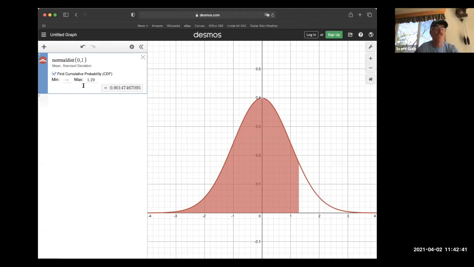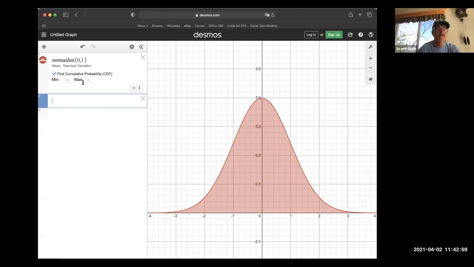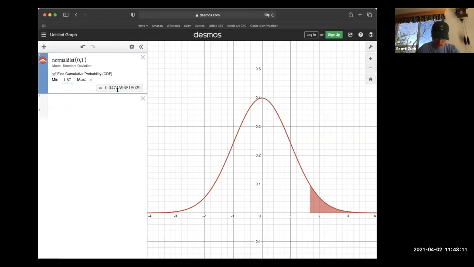The next one was negative 2.53, so I can delete the max, put a negative 2.53 in, and it shades a little tail down here. It gives 0.0057, which is exactly what we got. If there's no max, you delete it, and it will go back to infinity for the max. If you want to put a min in, like the third one, you would put in a 1.67, and it gives 0.0476 is what it would round to. What we got was 0.475, which I think might be a rounding error on the table. Somebody's got a rounding error.